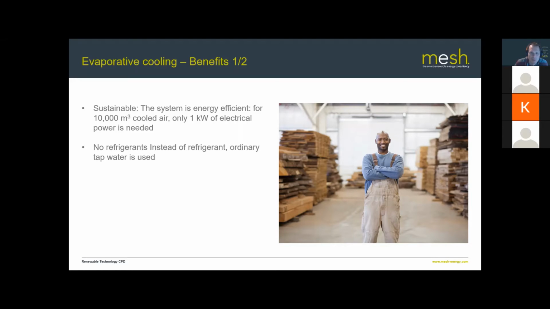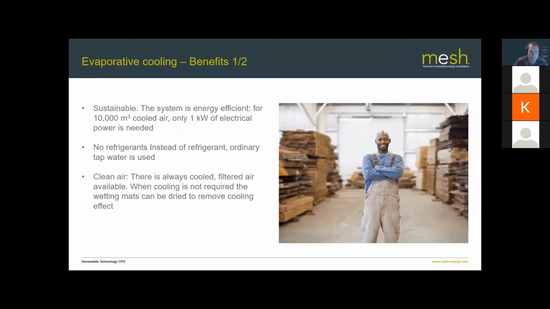So it's great from that point of view. There's no refrigerants. There's no specialist requirements in terms of having fridge engineers to come and service things, etc. Basically, we're just putting tap water into this thing. You'll always get clean air out of it.